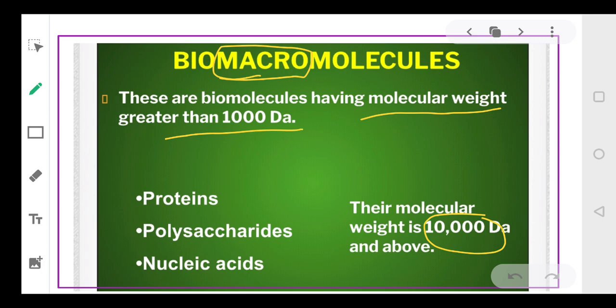And there are three categories of molecules. One is your proteins, second is polysaccharides, and third is your nucleic acids. So proteins, polysaccharides and nucleic acids, these are your important macromolecules. So we'll start with the proteins first.